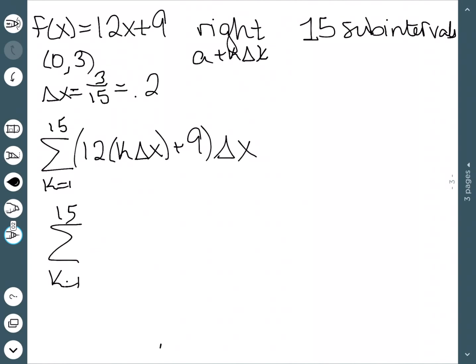Once I simplify this one, I get 12k delta x squared plus 9 delta x. And once again, you can use your formulas and your value for delta x to simplify this.